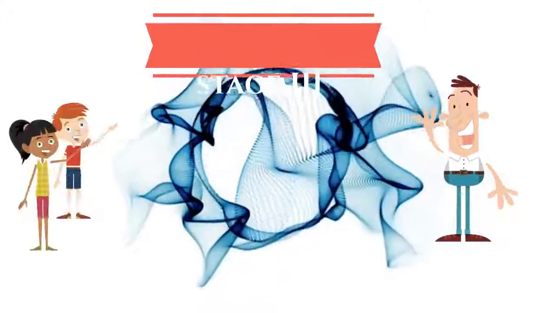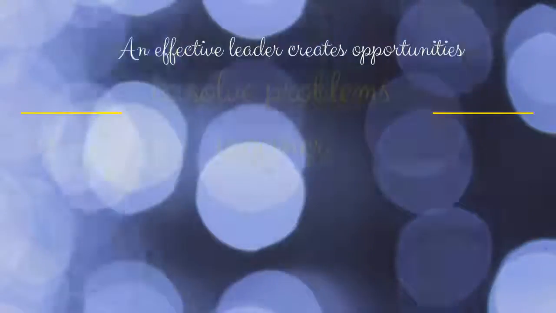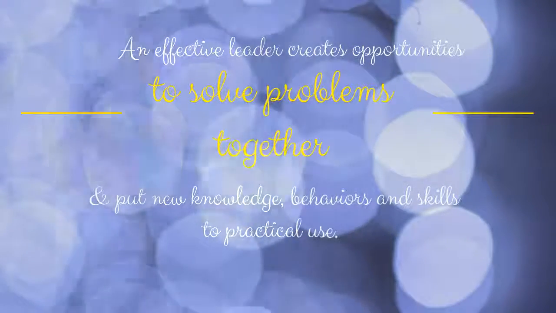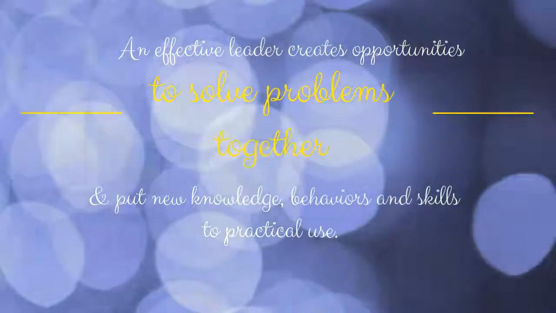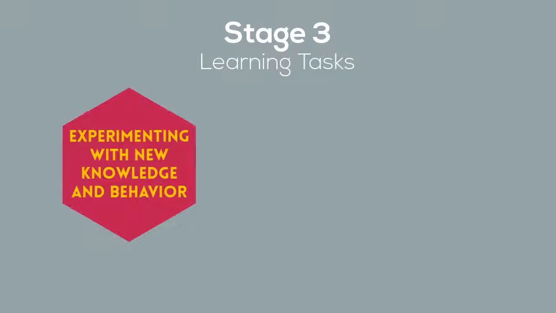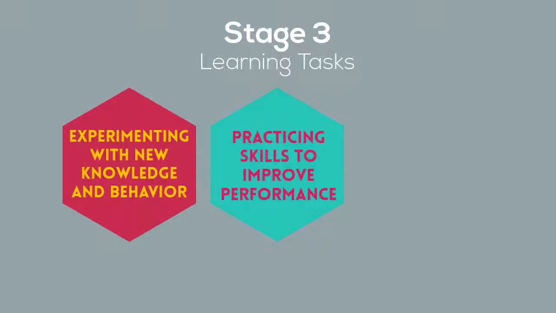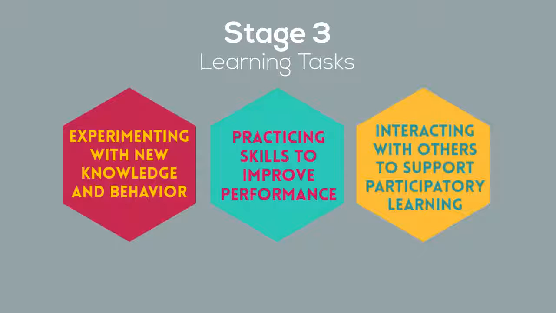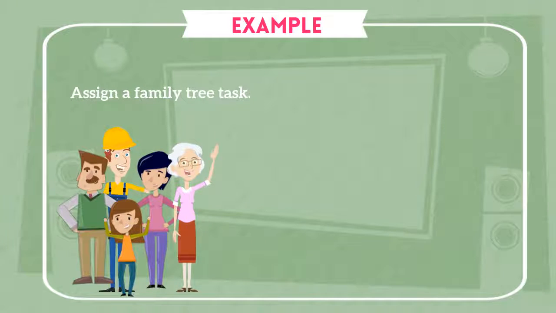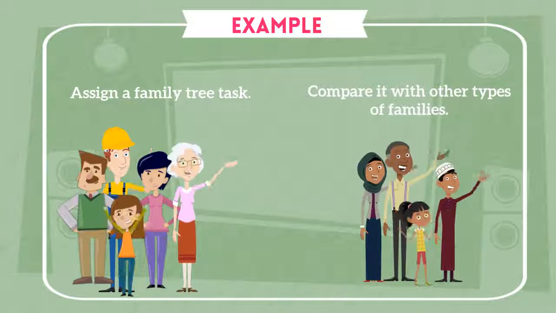Stage 3. Group problem solving. Here, we must provide opportunities for students to solve problems together. Students are expected to put new knowledge, behaviors, and skills to practical use and accomplish learning tasks. Experimenting with new knowledge and behavior, practicing skills to improve performance, and interacting with others to support participatory learning. For example, give students a task or project related to their own family trees. Later, they can compare the Chilean typical family with other families from around the world.